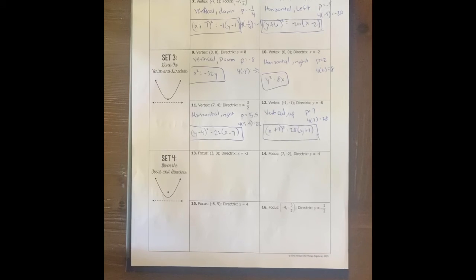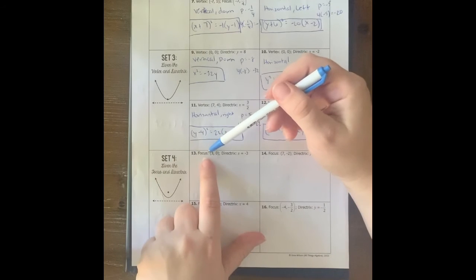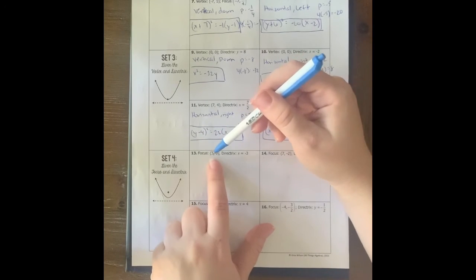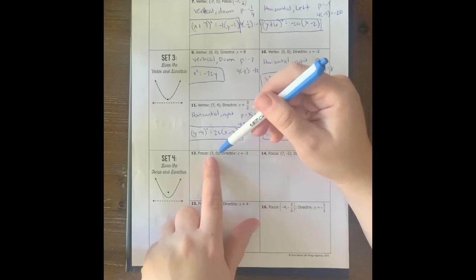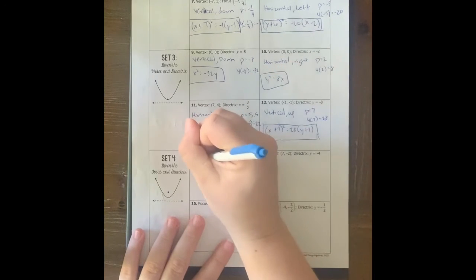All right, this last section here, they've given us the focus and the directrix. So remember that the vertex is directly in between the focus and the directrix. So we have to find the midpoint between the two. Okay, so if our focus here is 3, 0, and our directrix is x equals -3, then that means that this here has a point of -3. So if we're looking directly in between that, then we have 3.